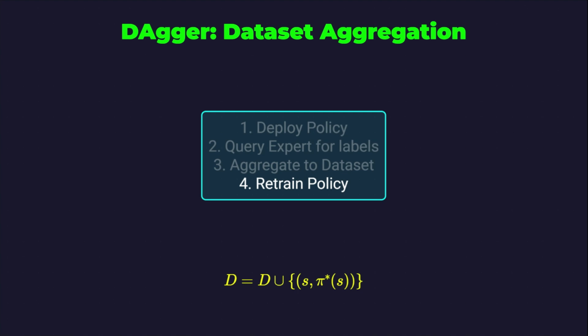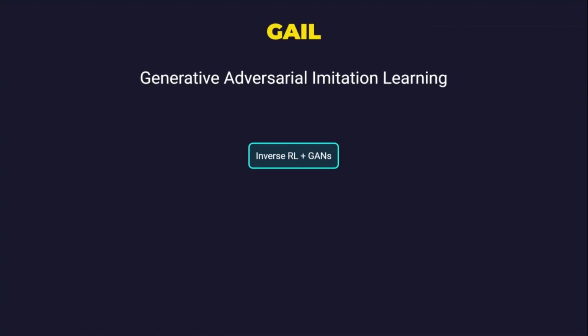This ensures that the training distribution gradually covers the states encountered by the imperfect learned policy, effectively closing the loop and stabilizing performance over successive iterations. Moving beyond supervised learning, Generative Adversarial Imitation Learning, or GAIL, frames imitation learning as an inverse reinforcement learning problem solved using generative adversarial networks. Generative Adversarial Imitation Learning seeks a policy that generates trajectories statistically indistinguishable from the expert trajectories.